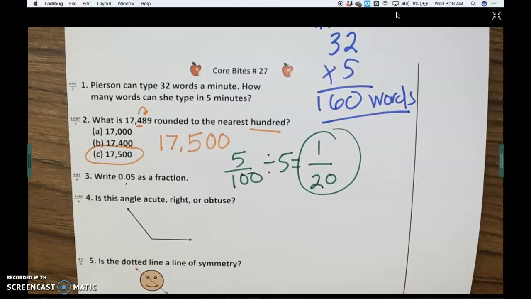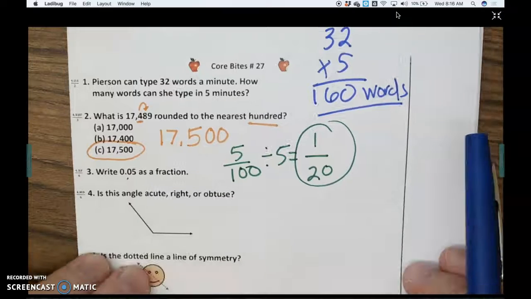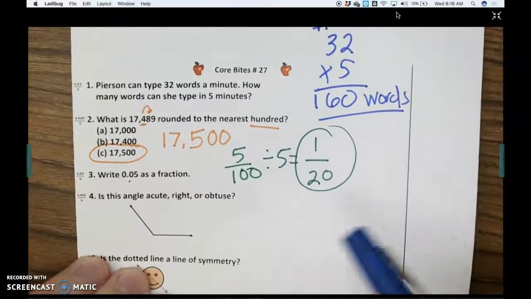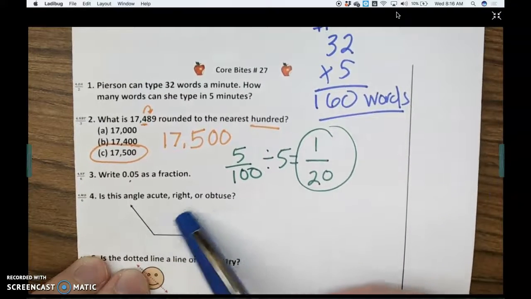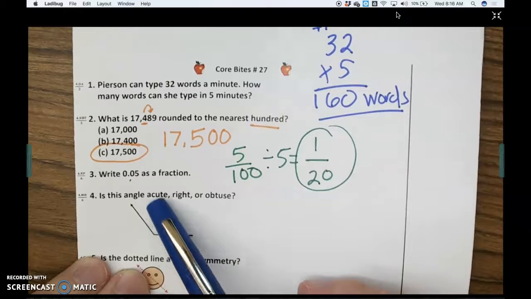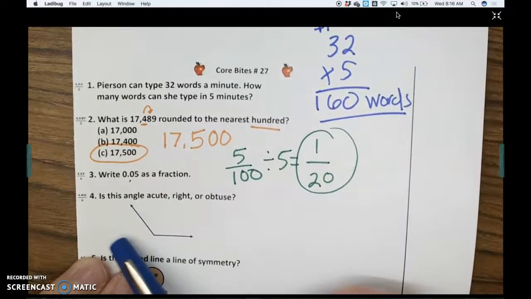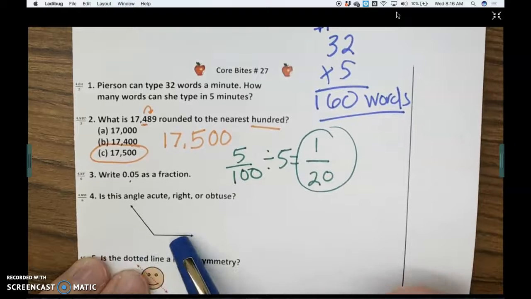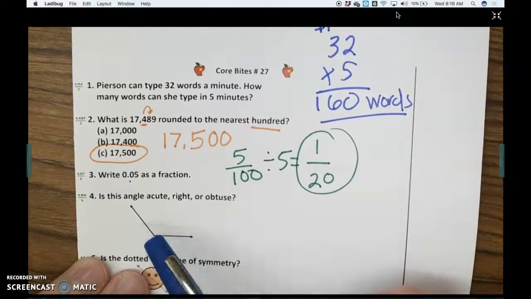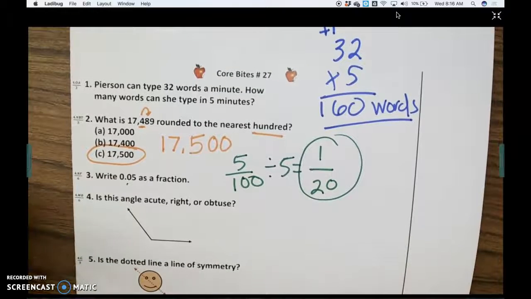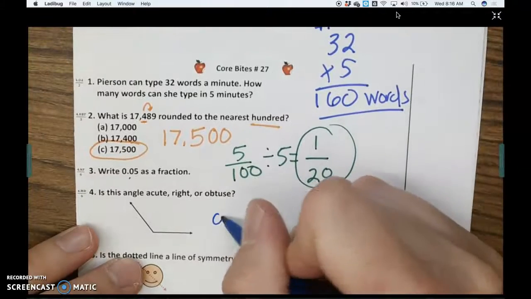Okay? For the next one, it says, is this angle acute, right, or obtuse? Okay? Anything less than 90 is acute. Anything right at 90 is right. And then anything past that, except to go to a whole straight line, would be obtuse. So this angle is actually obtuse.